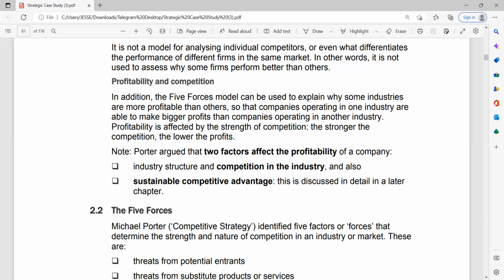Porter argued that there are 2 factors that affect profitability. You might know one because we kind of discussed this. Number 1 is the competition in the industry, right? How the industry is structured and the competition in the industry affects profitability. Number 2 is competitive advantage. If a company has competitive advantage over other companies, that would affect profitability. So 2 factors, competition and competitive advantage. You can call them the 2 C's.